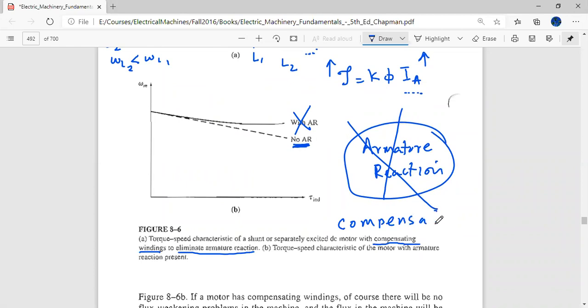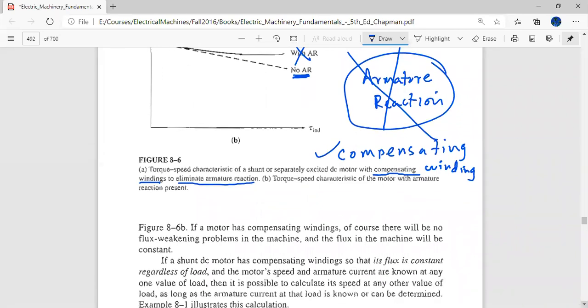And what are compensating windings? These are some special field windings which offset the effect of the armature reaction. In this course, we will always be talking about machines which have compensating windings, and their effect is that they cancel the effect of the armature reaction. And what is the armature reaction? Armature reaction is the weakening of the flux as the mechanical load on the motor increases. So we are going to neglect all the questions in which they talk about armature reaction, and we assume that our motor has compensating field windings, which offset its effect.